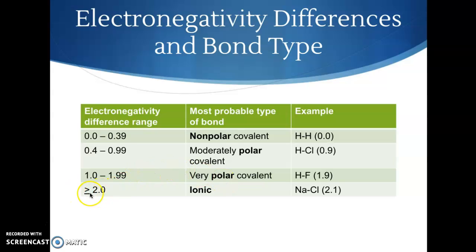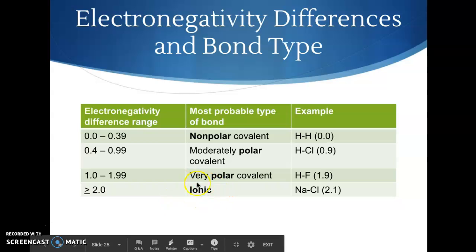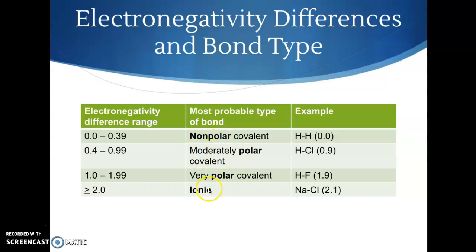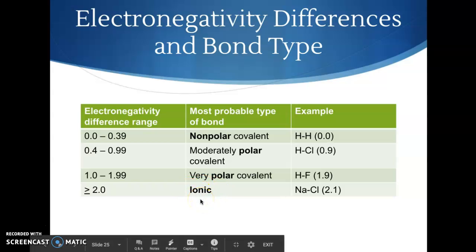Once you get to 2, then we call that ionic, where you have a complete transfer of electrons. So we start with equal sharing, unequal sharing, very unequal sharing, and then a complete transfer. All right, so you want to know this whole table for the upcoming test.